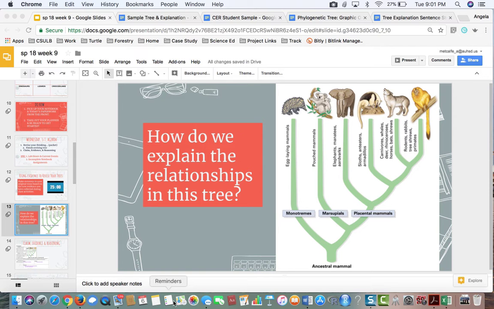If you look towards the bottom or the root of the tree, you'll see a label that says ancestral mammal, and that would be where the common ancestor of all these mammals would exist. In this case, it's just some ancestral mammal. We don't know what it is. So let me take you to another document where I have provided a breakdown of how you're going to do your explanation and also a sample explanation.